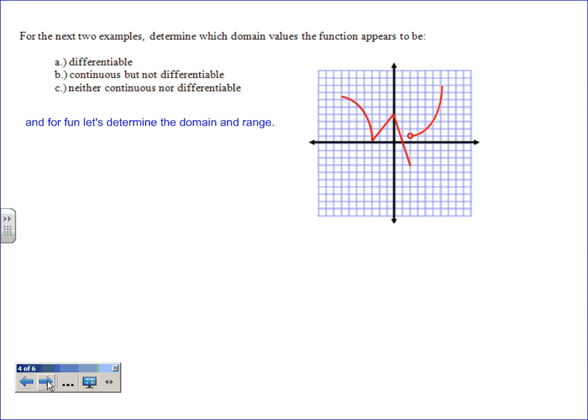So for this example, I very nicely gave you the piecewise function. It's a little off, but it's pretty close. You gotta realize it's not that easy to do that. Okay.